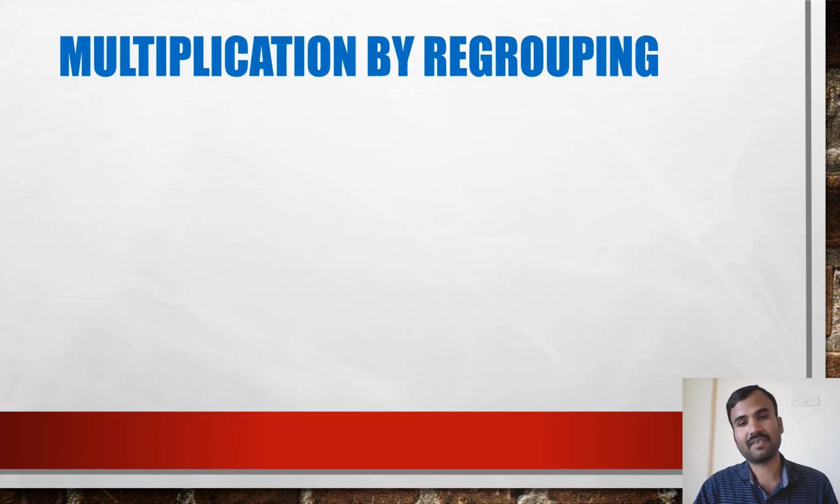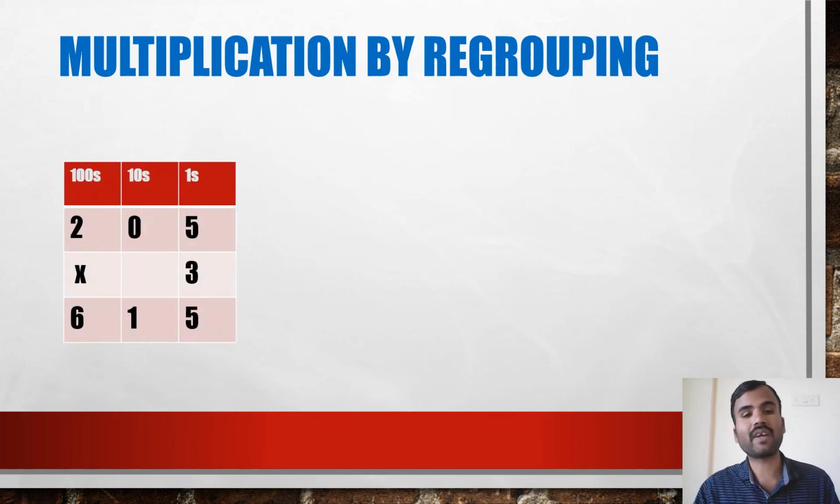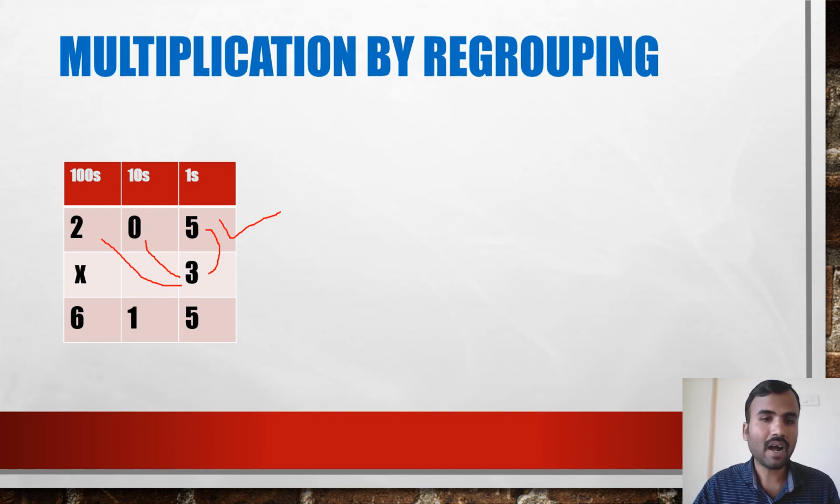Okay? Yes. And now, multiplication by regrouping. So this is also a very important concept in multiplication. Just take one example. Yes, here we have an example. 205 into 3. So how to multiply this? First, consider ones place, then consider tens place, then you have to multiply with the hundreds place. Okay? First ones place, then tens place, then hundreds place.